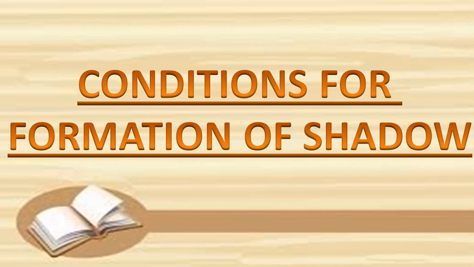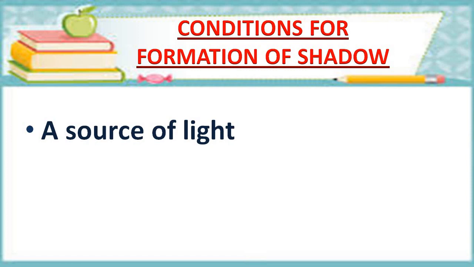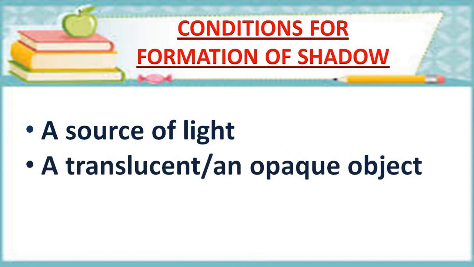Now there are conditions for the formation of shadow. What are these conditions? Let's see. First, you need a source of light. It can be a natural source like sun, or you can use an artificial source of light like bulb, lamp or even a torch. Second, you need a transparent or an opaque object. As you have learned, opaque objects do not allow any light to pass through them, so the shadow formed by an opaque object is the darker one. You can form a shadow with a translucent object also. And third, you need a screen, means a surface where you will form the shadow.